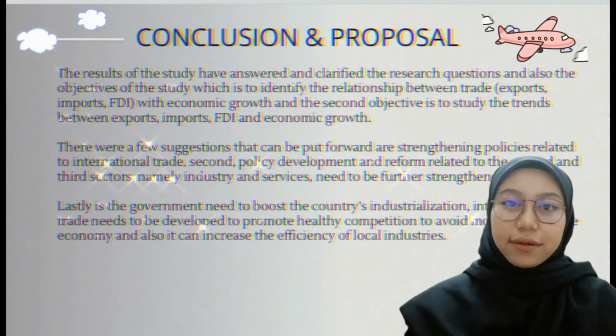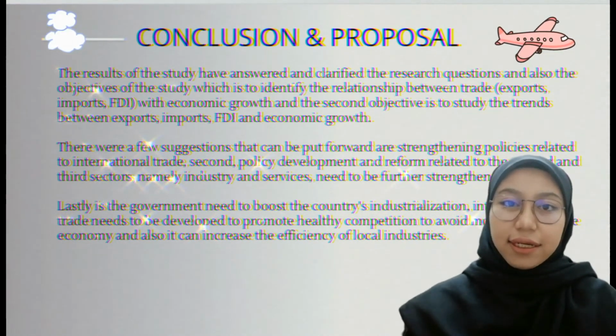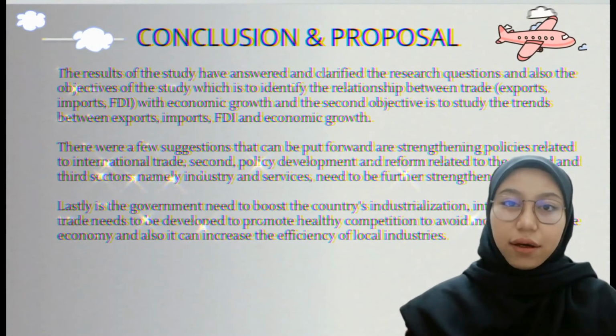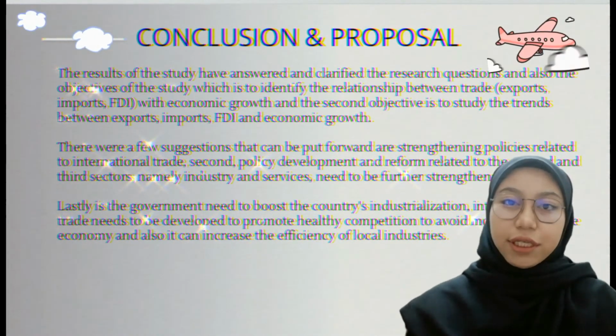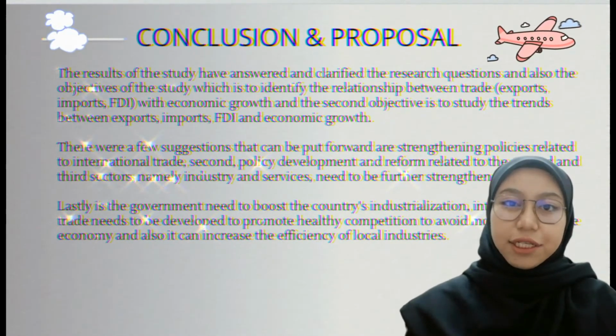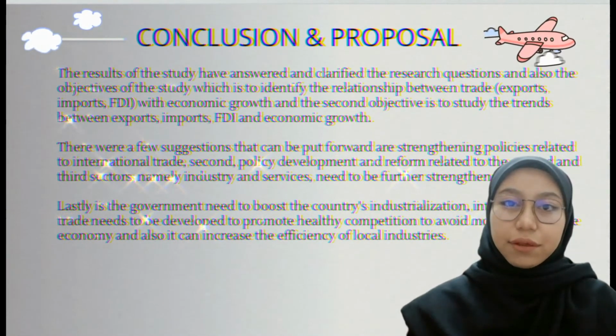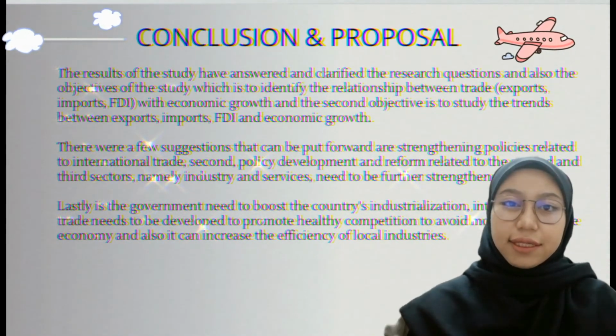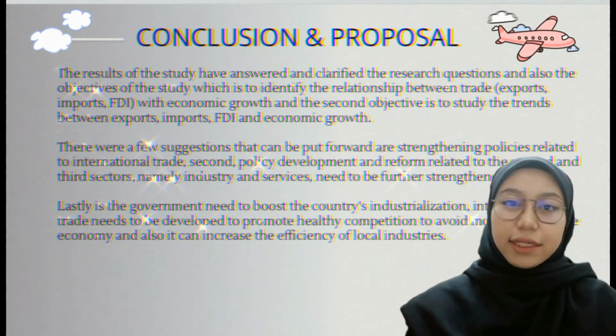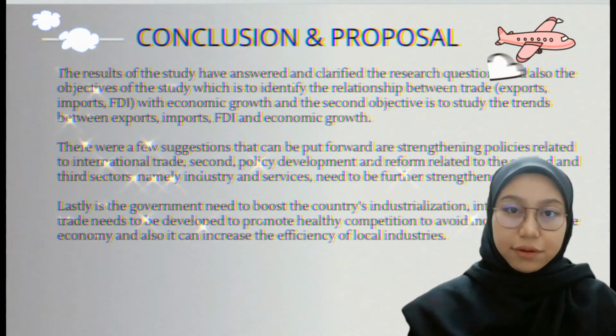The conclusion of the study has answered and clarified the research question and also the objectives of the study, which is to identify the relationship between trade and economic growth, and the second objective is to study the trend between export, import, FDI and economic growth.